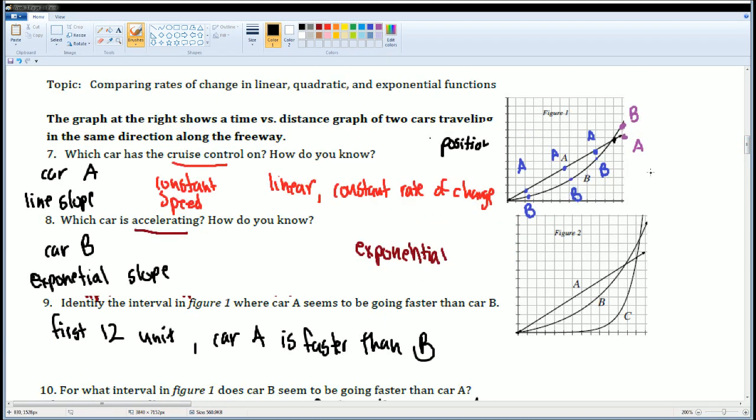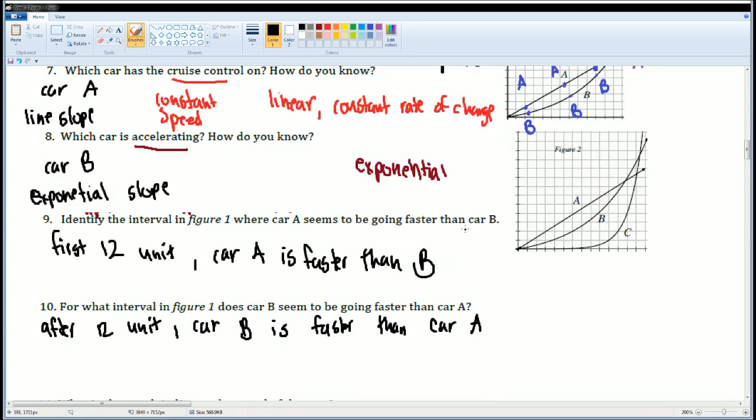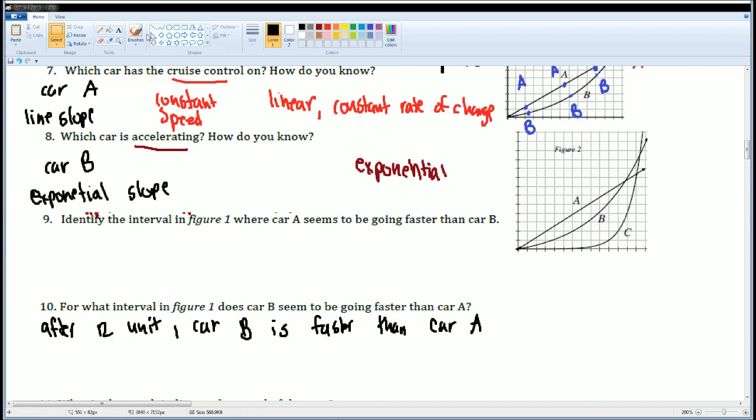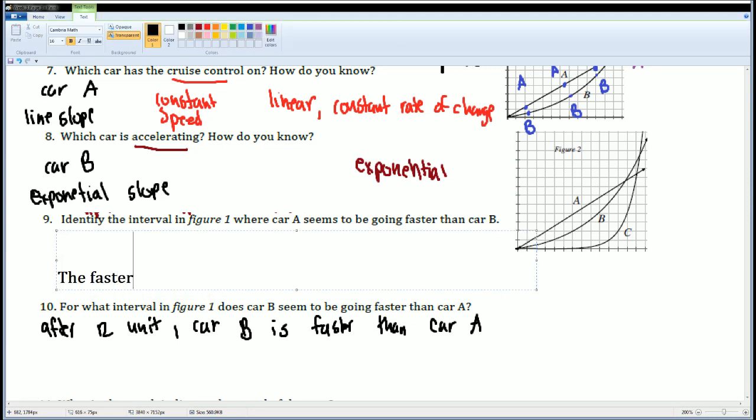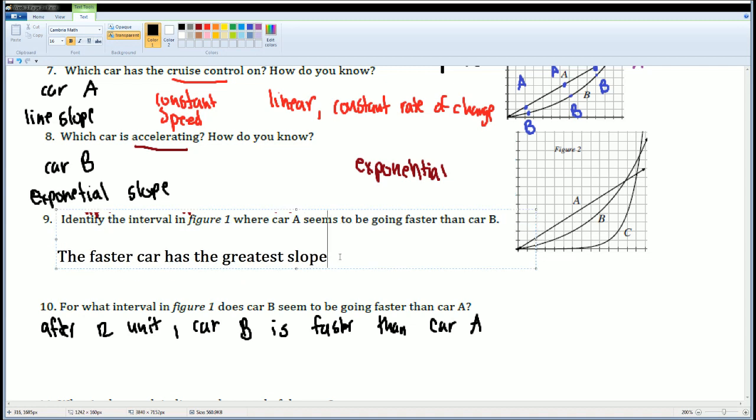Okay. Identify the car in figure 1 which seems to go faster. In figure 1, which one goes faster? You can't really tell which one goes faster if you don't look at the slope. This one is so stupid. So this is what I would write, okay? This doesn't make sense, right? So the faster car has the greatest slope on the position versus time graph.